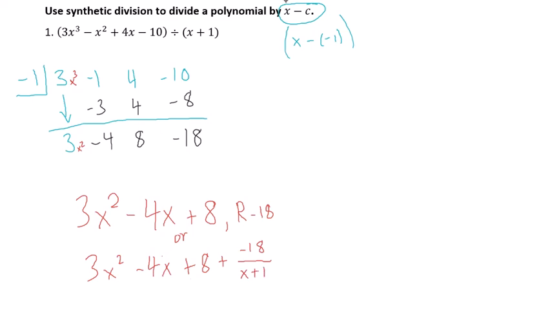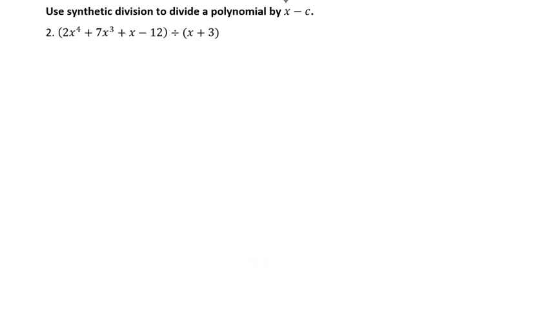All right, let's look at another example. All right, again, synthetic division. So this is a minus 3 that I'm going to put over here. And I'm going to look at my coefficients: 2, 7, 1, and negative 12. But when I look at my powers, it's 4, 3, 1. So right here, there's an understood 0x squared. So when I'm writing my coefficients out, I'm going to put 2, 7, 0, 1, negative 12.